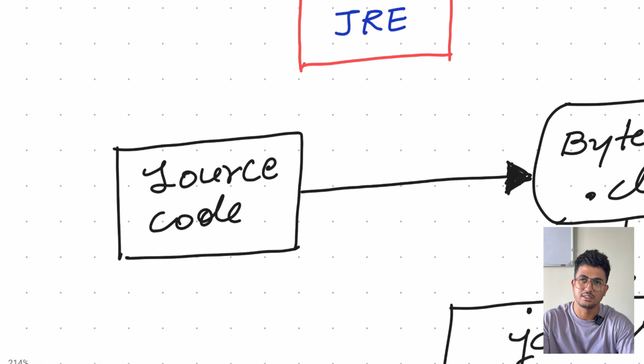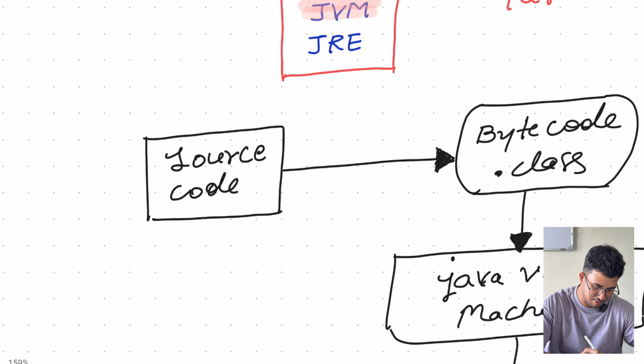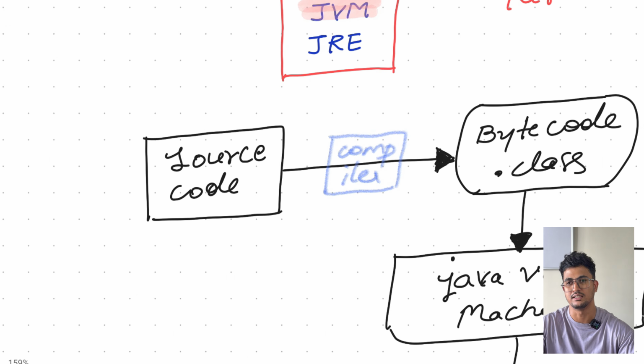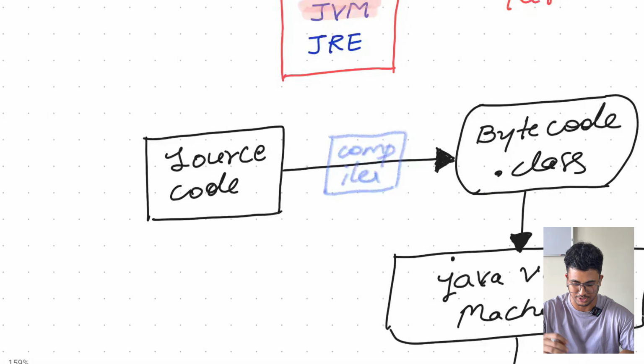But who is converting this to bytecode? In between, we get a component called the compiler. So what does the compiler do? It converts source code to bytecode. This bytecode is then fed into the JVM, that is nothing but the Java Virtual Machine.